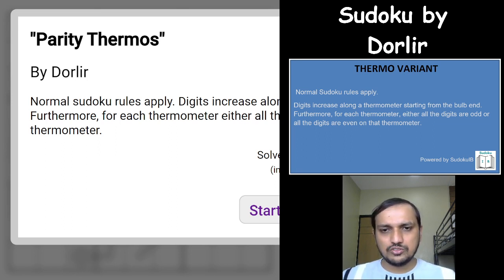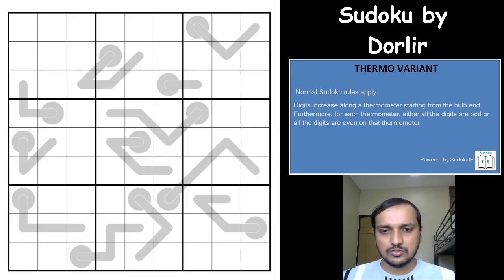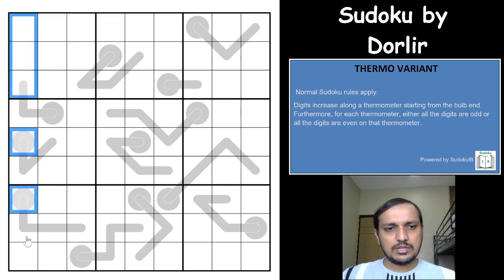Now coming back to this Sudoku, I will start the puzzle and just explain the rules. Classic Sudoku rules apply. You need to place digits from 1 to 9 in each row, each column, and 3 by 3 box without repetition.